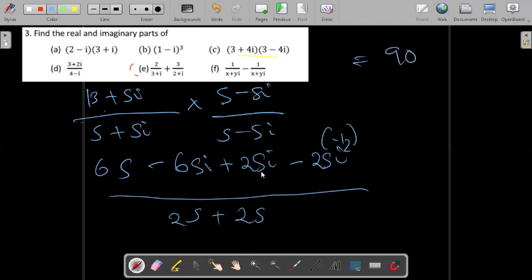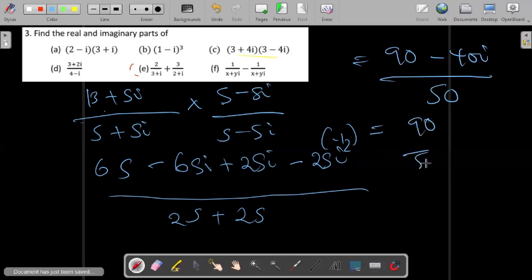Then you can subtract these two. You subtract 65, negative 65 plus 25, you just get 40. So when you get 40, that will be minus 40i. Then observe that down there you are getting 25 plus 25 gives you 50. And you can write this as 90 over 50 minus 40 over 50i.